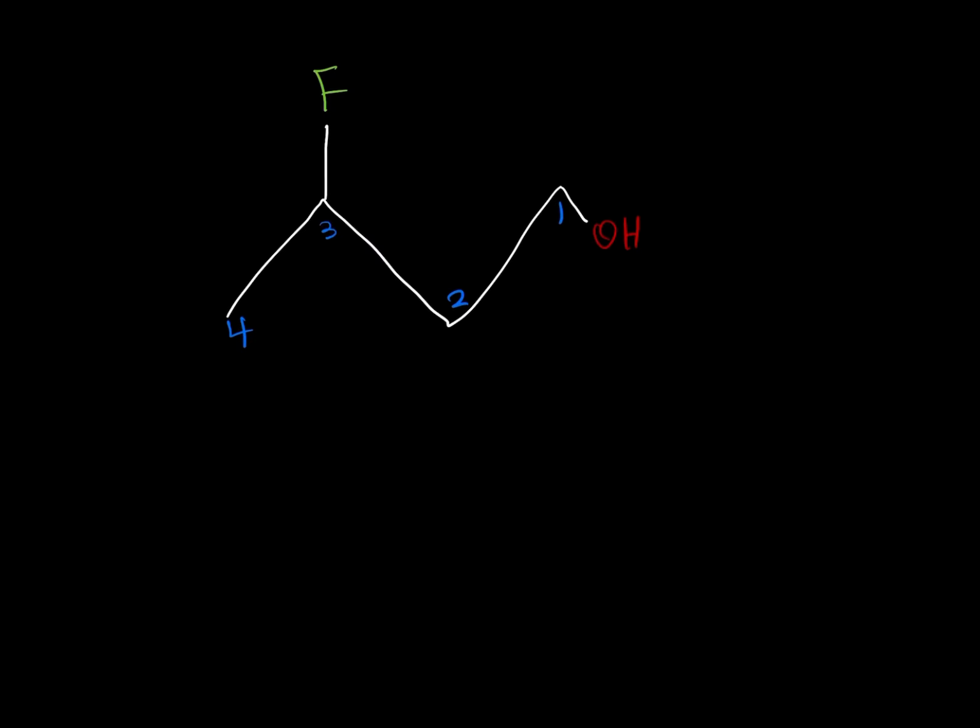So we have 4 carbons, which would mean that it is a butanol, and the alcohol is on carbon 1, so it's going to be a 1-butanol. And we have a fluorine on position 3, so it's going to be a 3-fluoro-1-butanol.